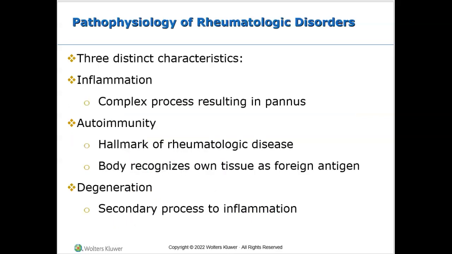So the distinct characteristics are inflammation. It's an autoimmune disorder. So your body recognizes whatever is being attacked as foreign, and it's your own body tissues. And degeneration. I will say that the joints get really deformed with rheumatoid arthritis, and for whatever reason, it seems like it affects the hands the most. The hands and the fingers tend to be severely deformed.